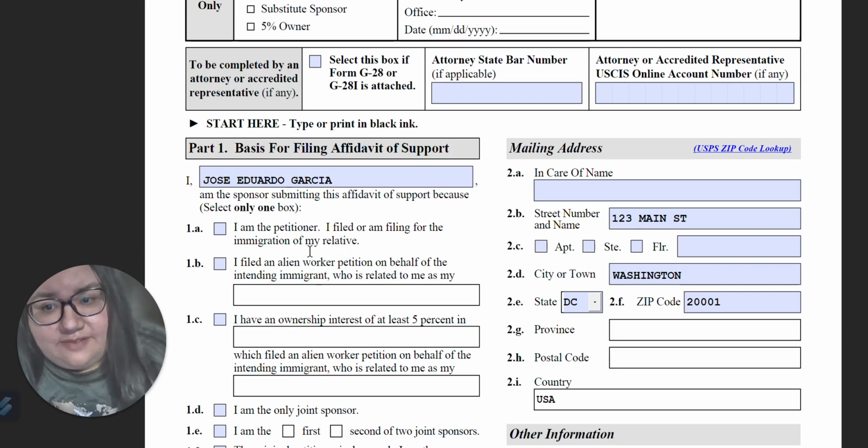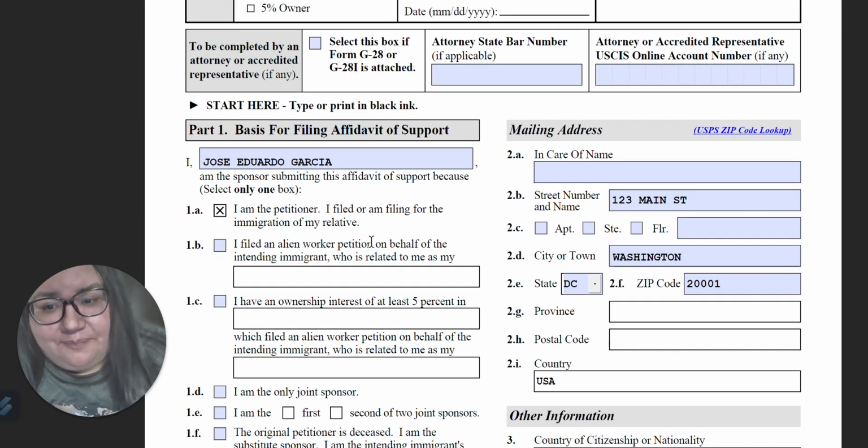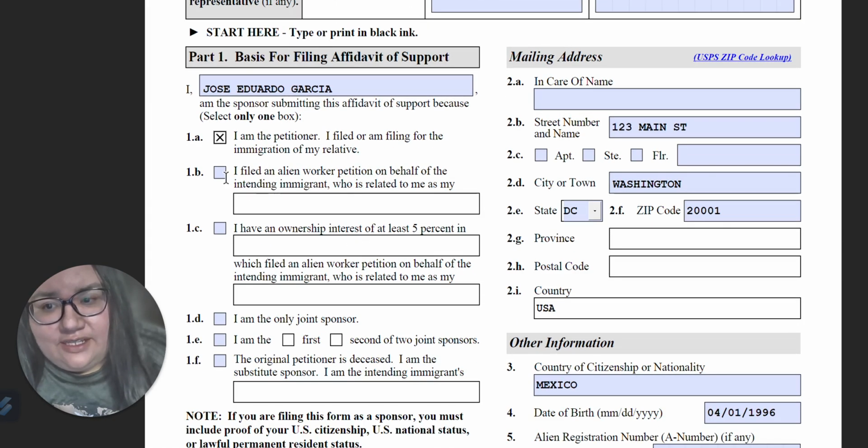Again, this is the I-864 filled out by the petitioner, who is the main sponsor. So you're going to click on box 1A. That is the default and the most common option when filling out this form for your adjustment of status packet. Now, moving along, these are some other options. We're not going to choose them because right now, Jose is the petitioner and also the sponsor.